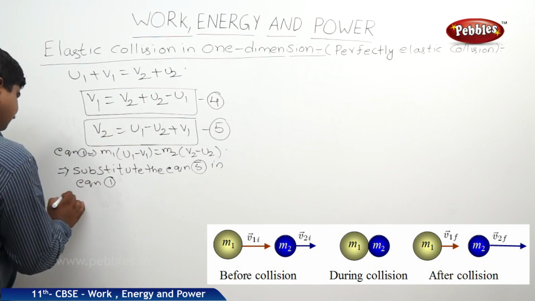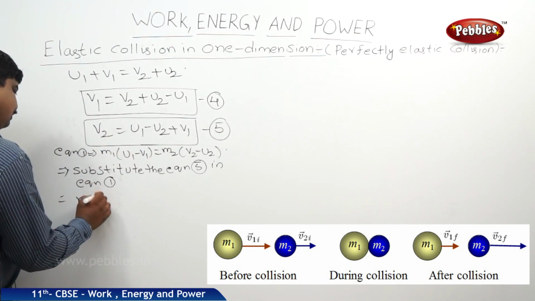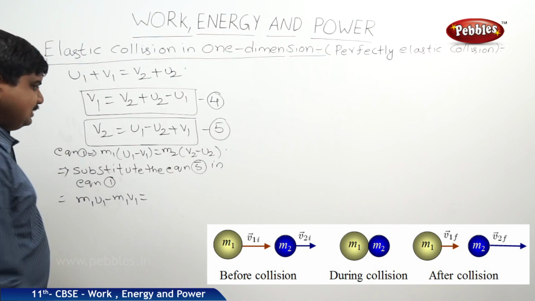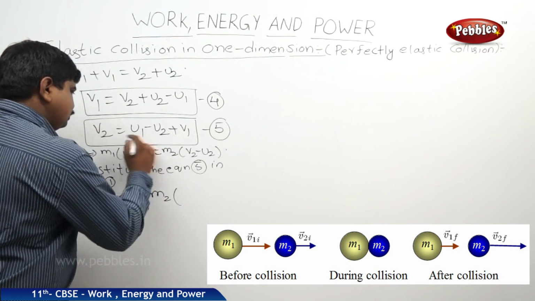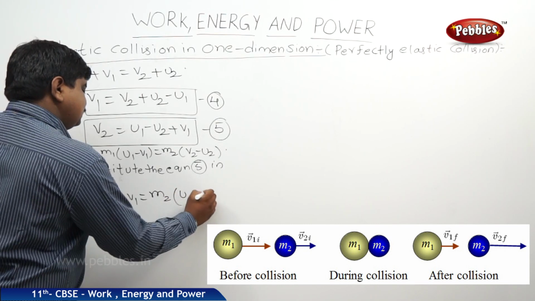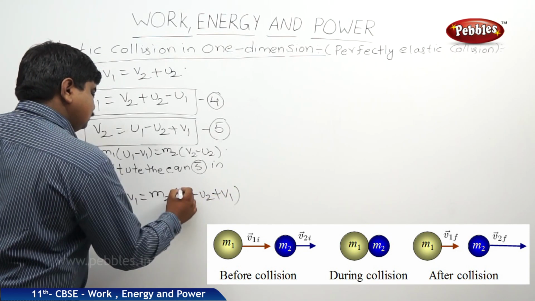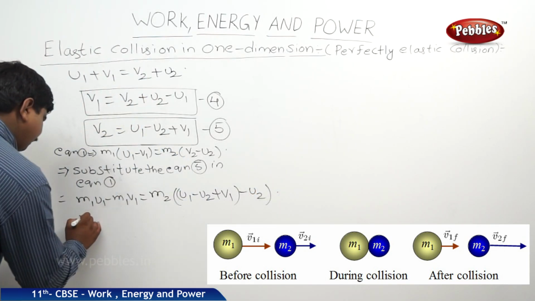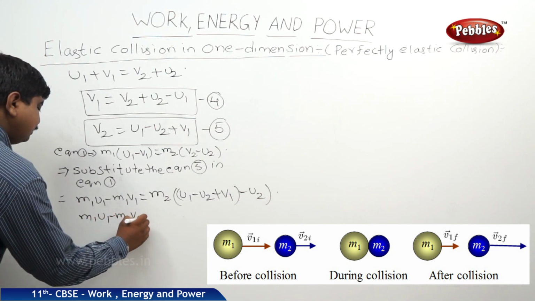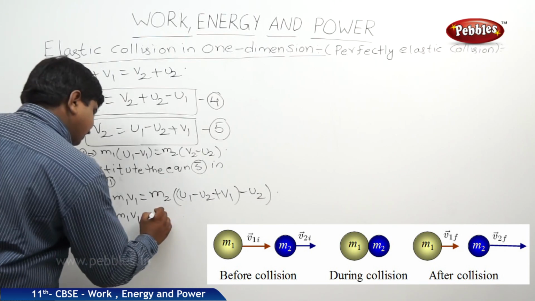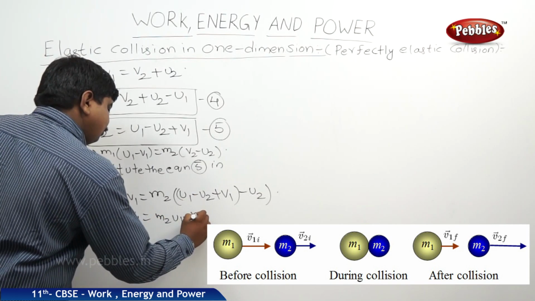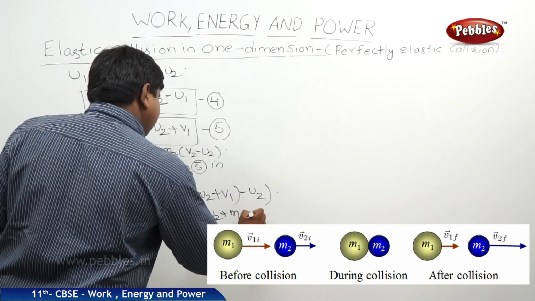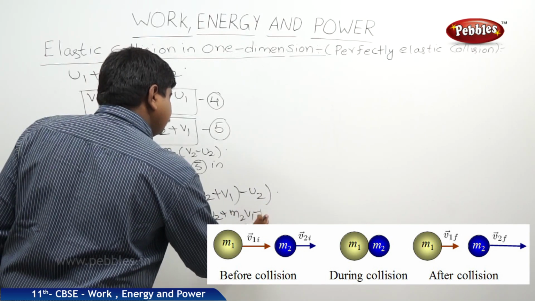So what is equation 5? m1 into (u1 minus v1). Therefore m1 u1 minus m1 v1. Expansion was over on the LHS. So what is the RHS? m2 into, so what is v2? u1 minus u2 plus v1 minus u2. So m1 u1 minus m1 v1. If you see the expansion, it is m2 u1 minus m2 u2 plus m2 v1 minus m2 u2.